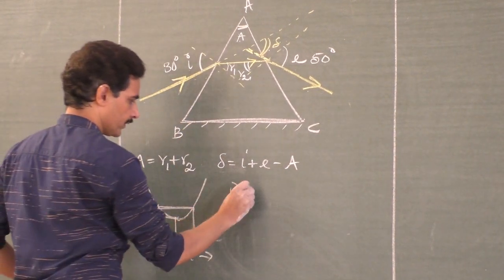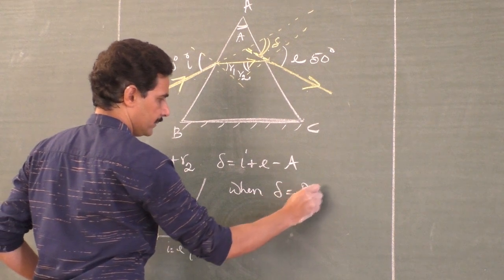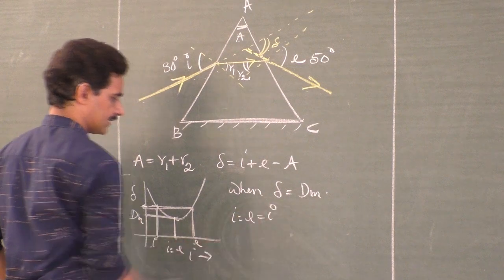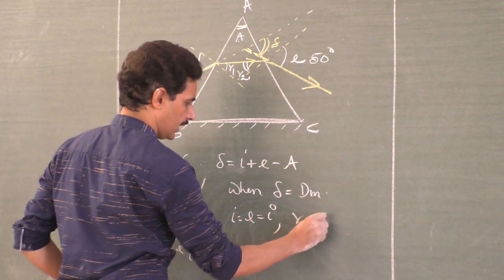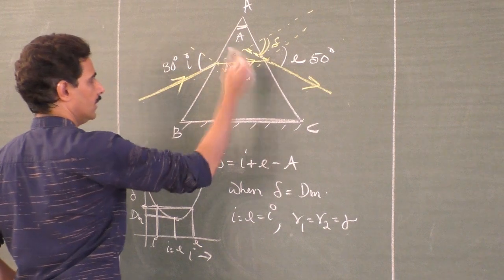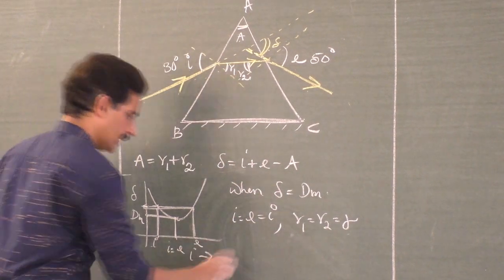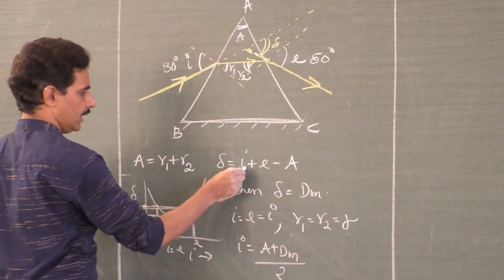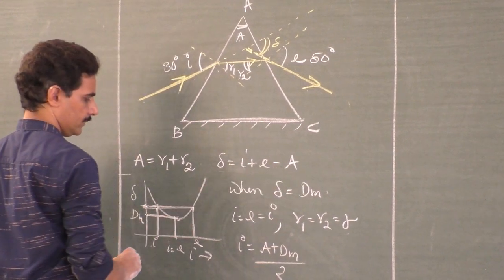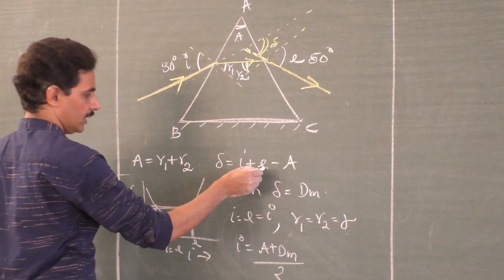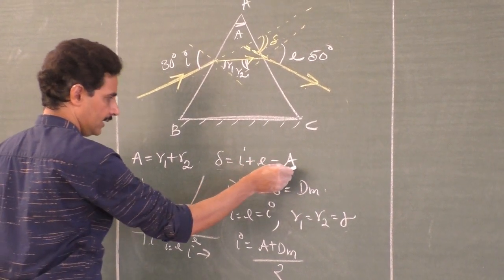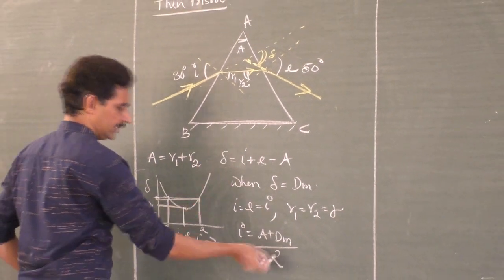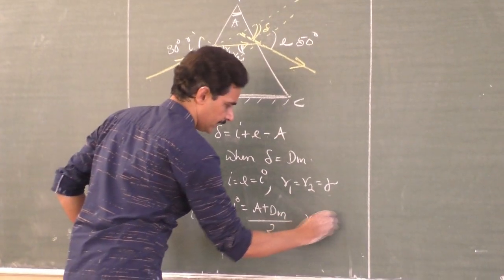So when delta is equal to dm, the minimum angle of deviation, we have I is equal to E, which can be taken as I, and R1 is equal to R2 is equal to R, because these two become equal. Then what you will get? I is equal to (A plus dm) by 2. You can rearrange this: put I equal to E equal to I, 2I minus A equals dm, so I becomes (A plus dm) by 2. Then R becomes equal to A by 2.